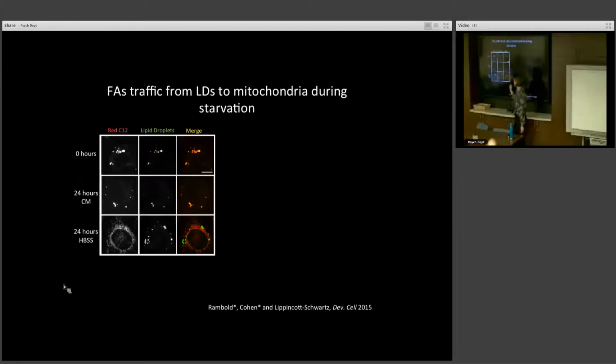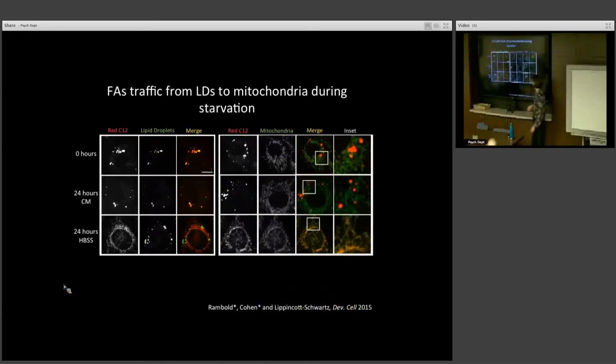And then if I chase for 24 hours in complete medium, the fatty acid stays in the lipid droplet. But if I starve for 24 hours, now this fluorescent fatty acid is no longer in the lipid droplets. Instead, it overlaps really well with a marker for mitochondria. So the fatty acid has moved from lipid droplets to mitochondria.